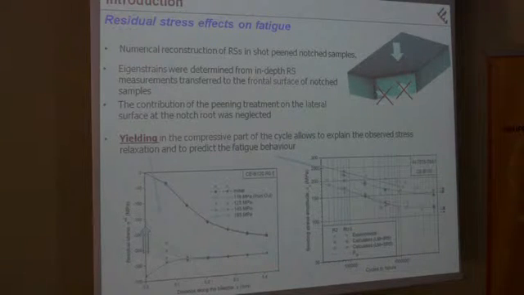What happened in this case? Yielding in the compressive part of the cycle is the main point that dictates the fatigue properties of this material. In particular, it can explain the stress relaxation and also the fatigue behavior.